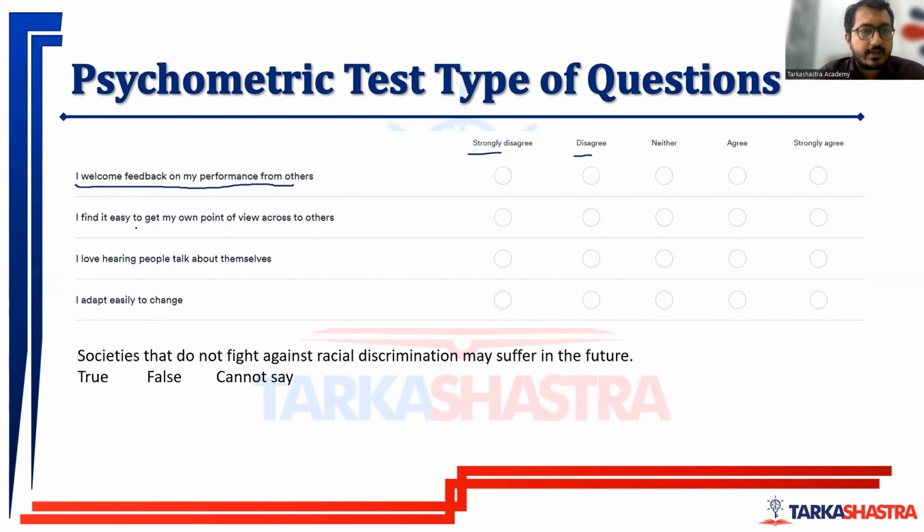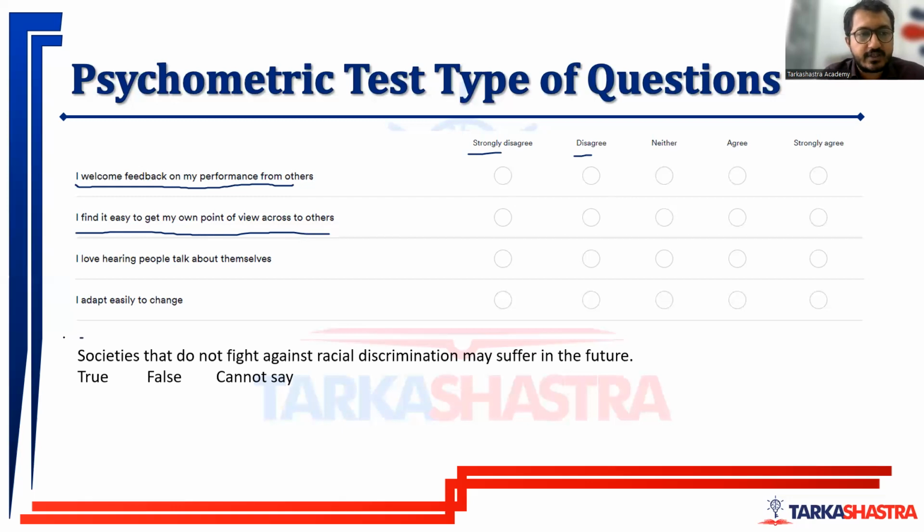I find it easy to get my own point of view across to others. Whether you find it easy to give your own point of view, you write agree, disagree, strongly disagree, whatever you feel is best suitable for you. I love hearing people talk about themselves. I adapt easily to changes. Here they are checking what kind of person you are. Then this is type 1.